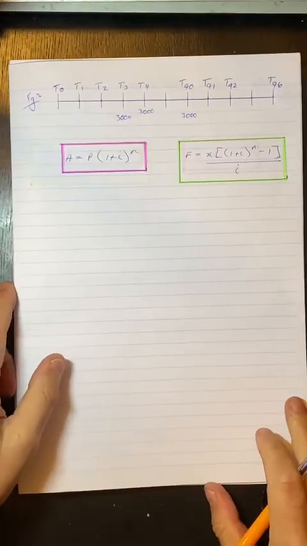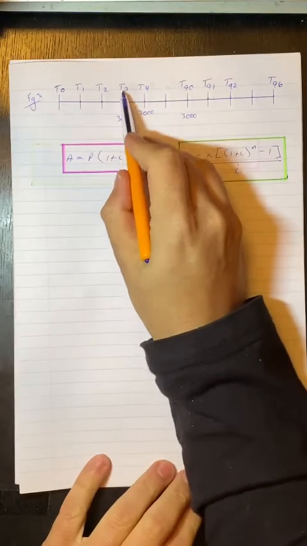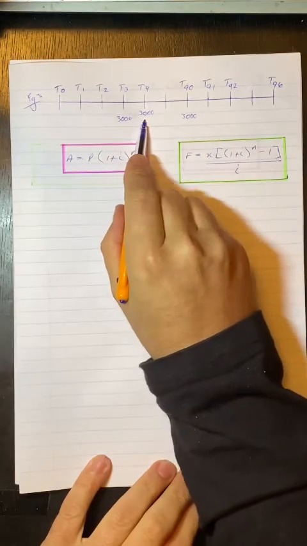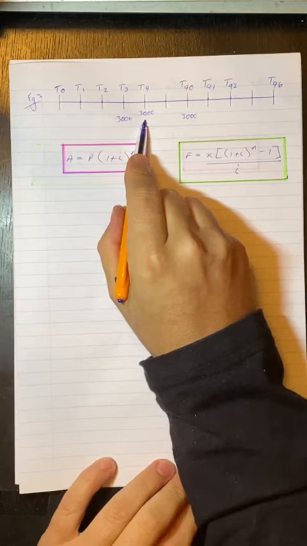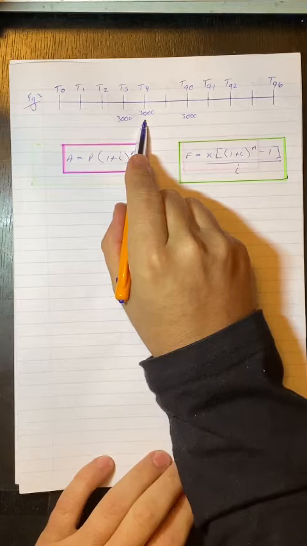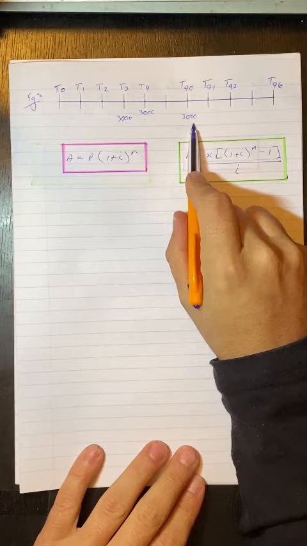All right, example 3. Example 3 says an investor pays 3,000 Rand at the end of each month starting 3 months from now. Okay, so that's over here, T3, 3,000 every month, into an account paying 18% per annum compounded monthly. He pays his final 3,000 Rand 6 months before the time he wishes to withdraw the money.